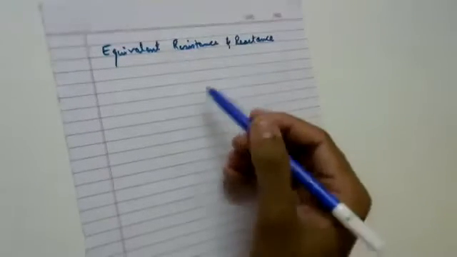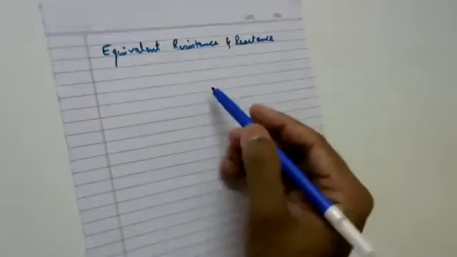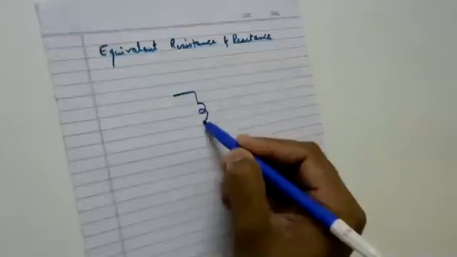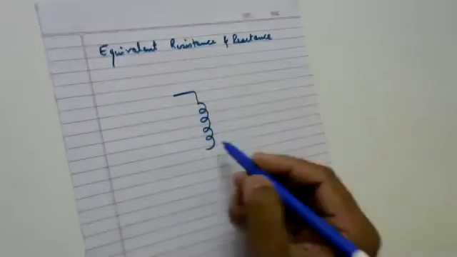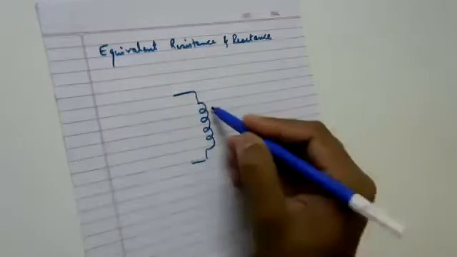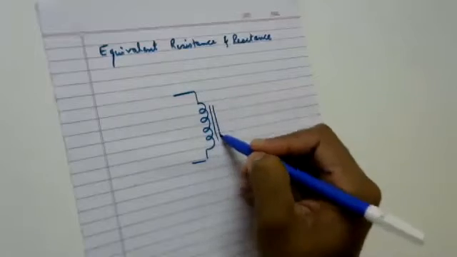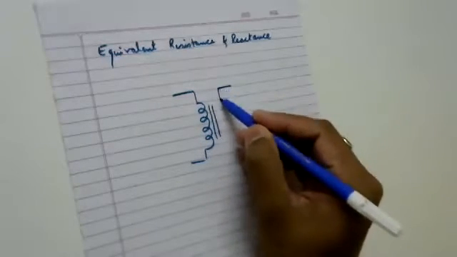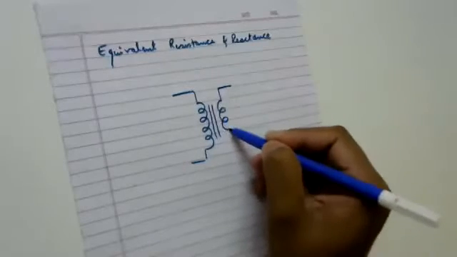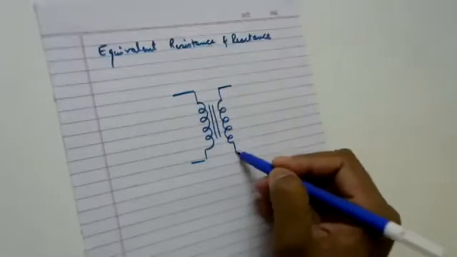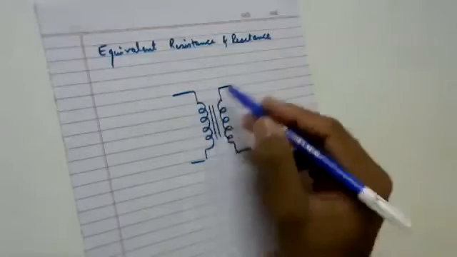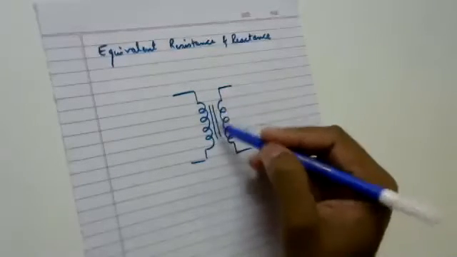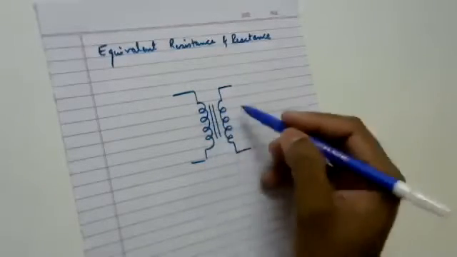So I know that in order to represent a transformer, I'll be having a primary winding. Then I'll be having a magnetic coupling, which has been shown with the help of these two lines. Then I'll be having one more winding called a secondary winding. So this is how I'm representing my transformer: the primary winding, the secondary winding, and a magnetic coupling between both.